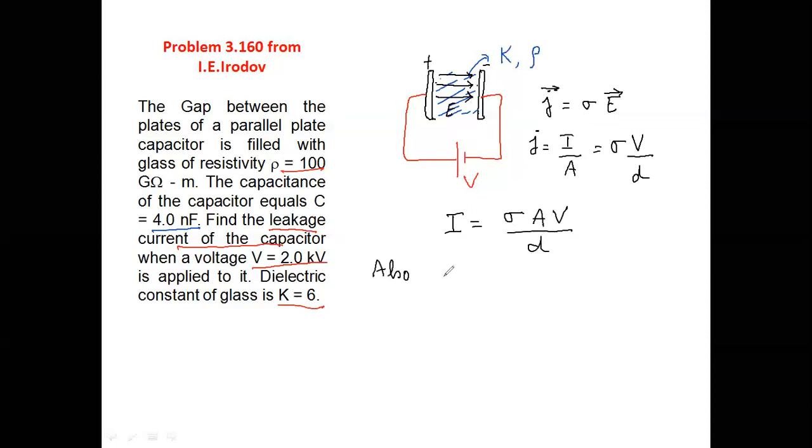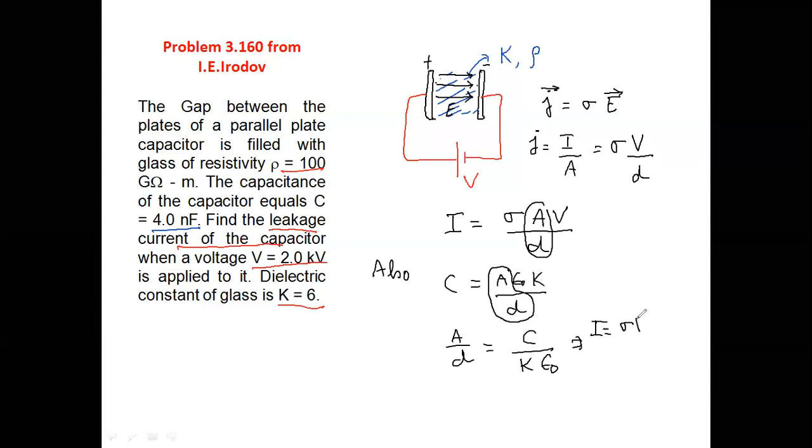Also, you can substitute capacitance as A epsilon naught K by D, where K is the dielectric constant. So you can get the value of A by D from here, that A by D from this expression will be capacitance divided by dielectric constant times epsilon 0, and then this A by D will be substituted here. So if you substitute A by D, you get I equals sigma into V, and A by D when substituted, it will give you capacitance C divided by K into epsilon 0.